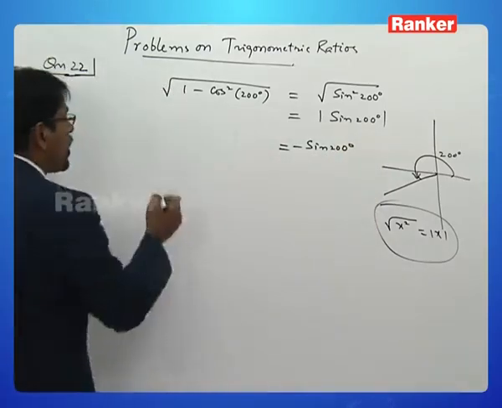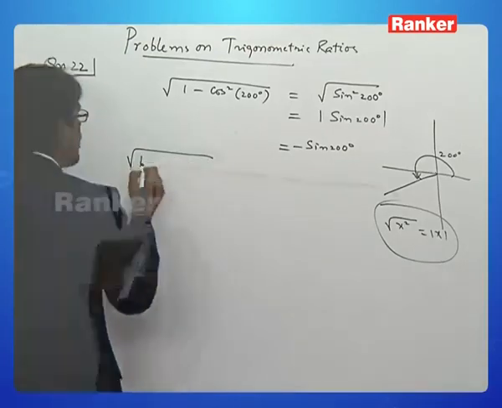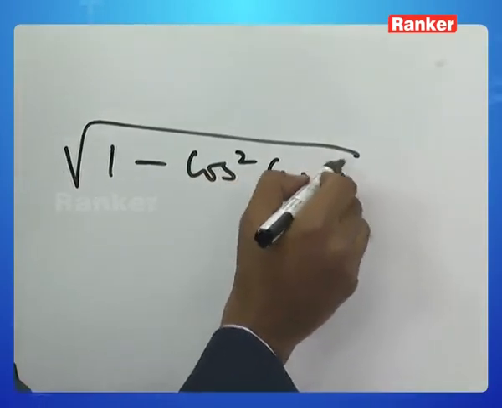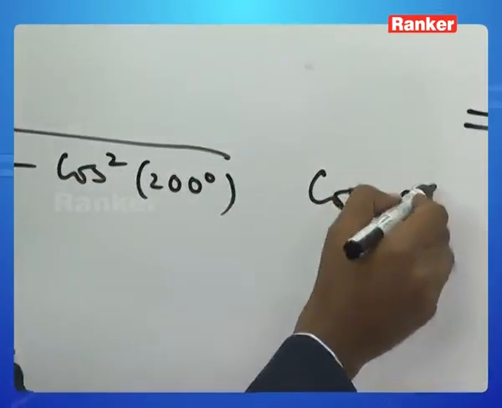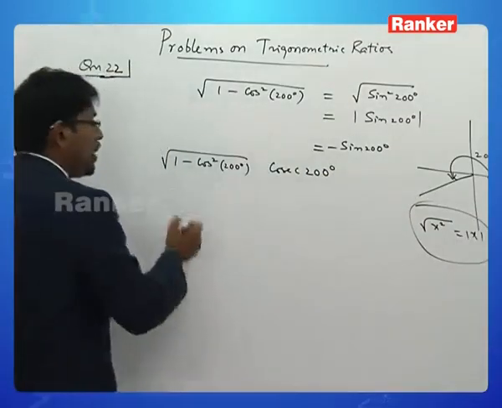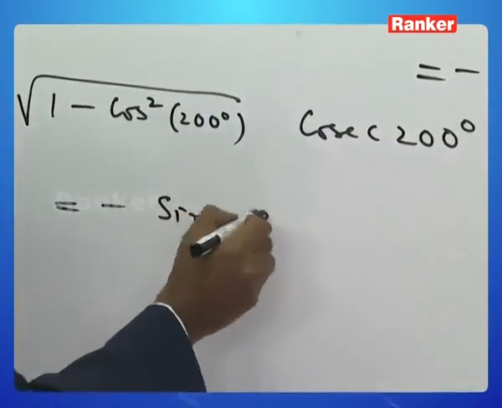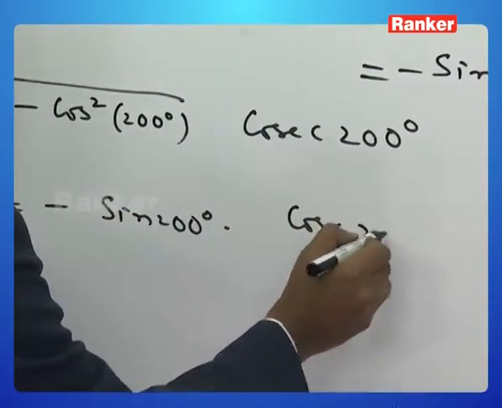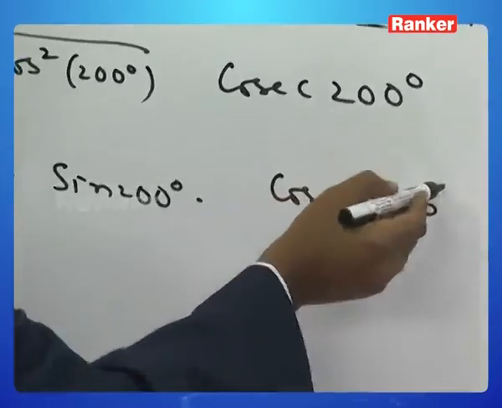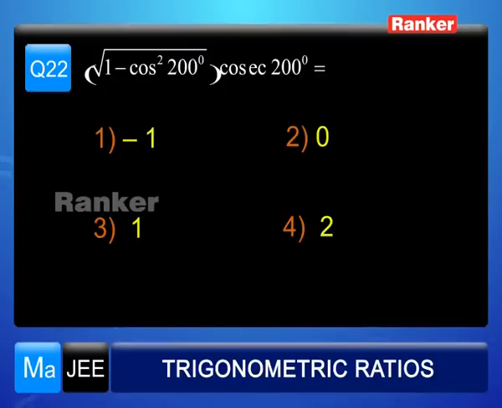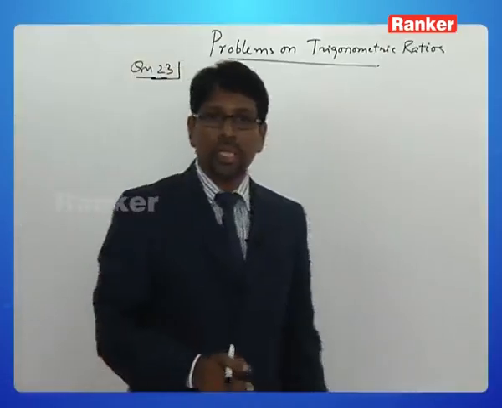Now this is to be multiplied with what we were asked, root over 1 minus cos square 200 multiplied with cosecant of 200. This part came out to be minus sine 200, and we have here cosecant 200. So they are reciprocals of each other, they cancel each other, and you have a minus 1. Therefore, the right answer is minus 1, and that is clearly appearing in option 1. Option 1 is the right answer. Let's move on to the next question.